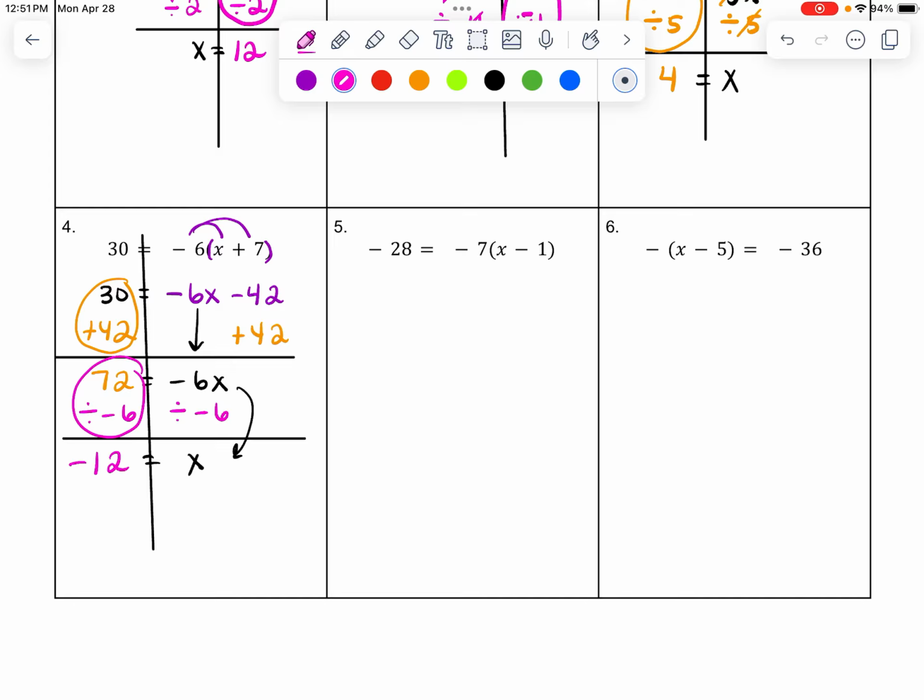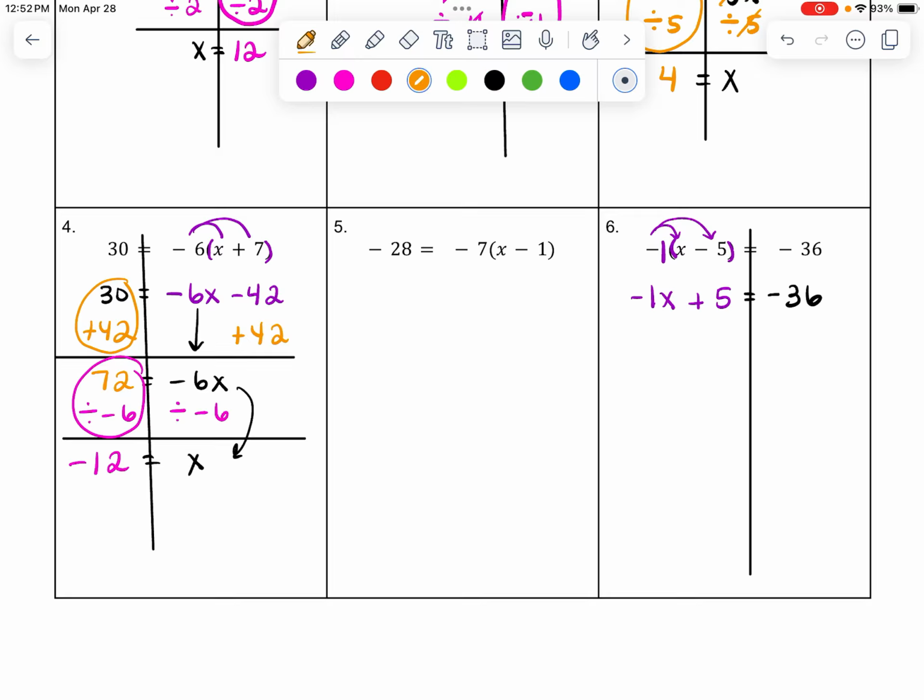One more problem. Number 6. Again, I'm going to draw my vertical line. This one might look a little tricky. I see that I have parentheses, but it's unclear what the number is. Remember, if there's ever a problem where there's a negative with no number, it's automatically a 1. Negative 1x, and a negative times a negative is a positive, equals negative 36.